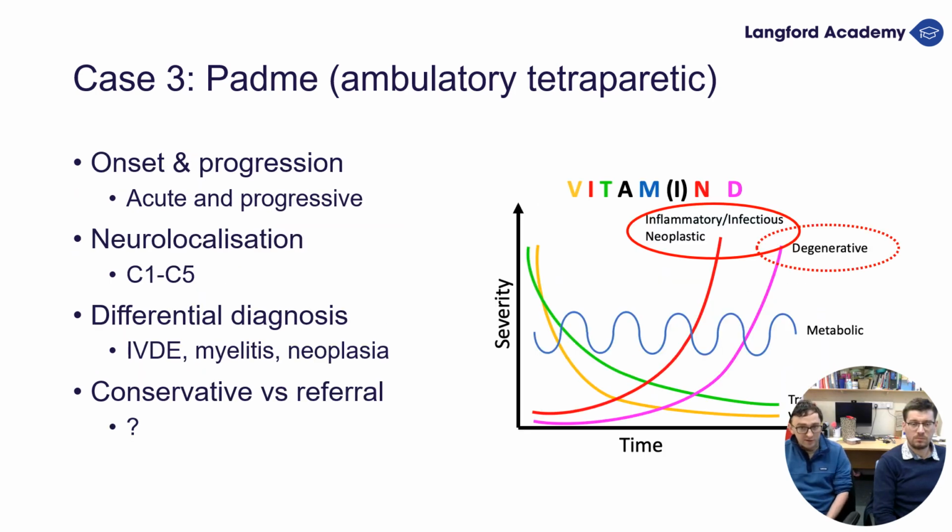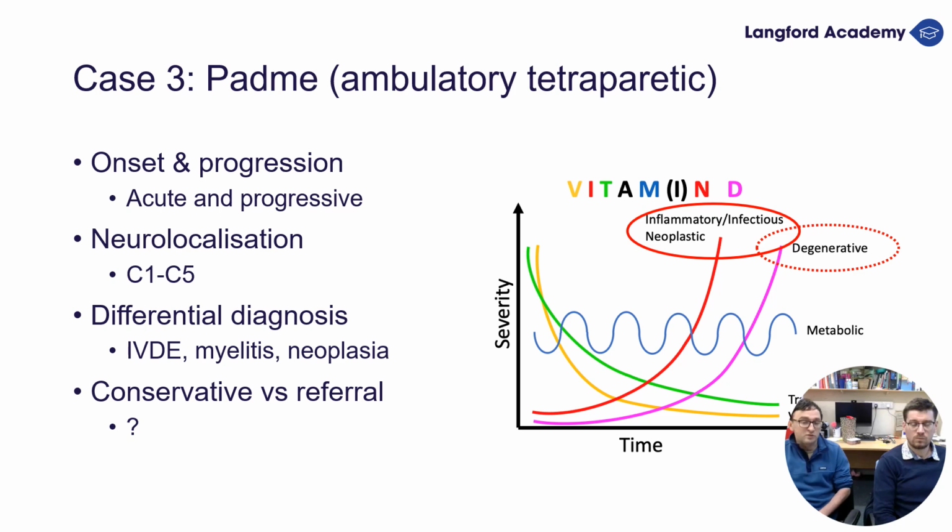So we've got the acute onset and the progression, so we know that we're probably dealing with either an infectious, inflammatory, neoplastic, or a degenerative disease. We can localize it to C1 to C5 based on the neurological exam. So our top differentials would be, again, an intervertebral disc extrusion given her breed. We'd also have a myelitis of unknown origin, and we couldn't rule out a neoplastic lesion.